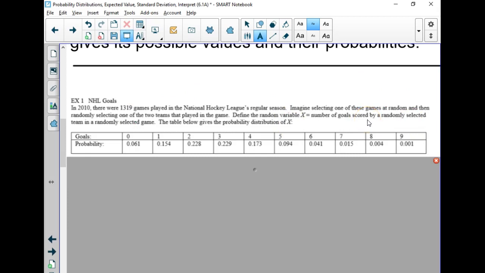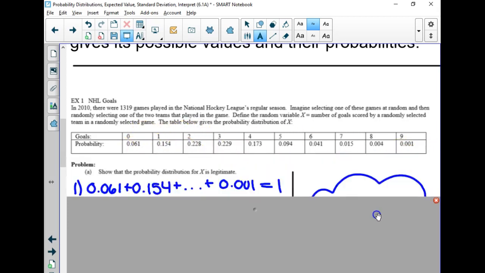So in hockey, there's two teams playing. They randomly chose one of those teams and they recorded the number of goals scored by a randomly selected team in a randomly selected game. So this X is our random variable. And then we have all the different options that happened when they did that and the probability of that taking place. Okay, so we have the probability distribution. We have the sample space here and the probability of that happening.